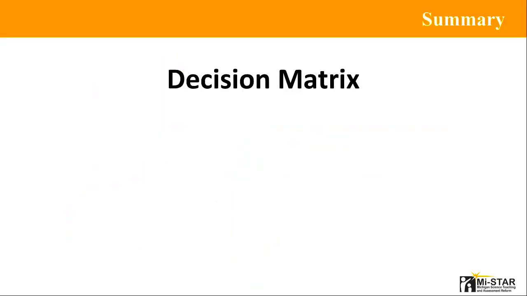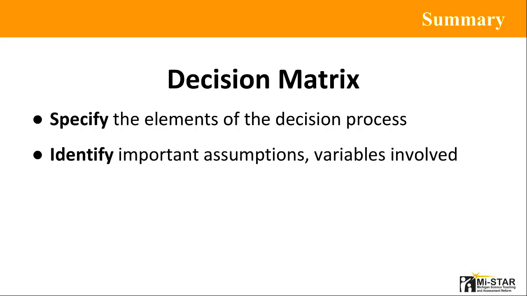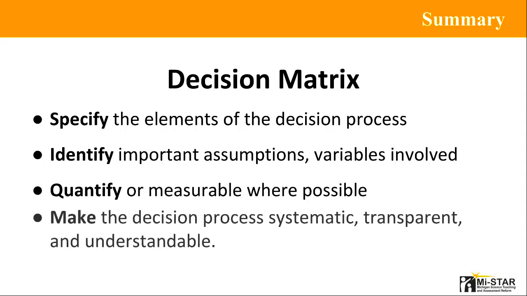As you have seen, the decision matrix is an important tool because it allows us to concretely specify the elements of the decision process, identify important assumptions and variables that are involved in a particular decision, quantify our understanding of these variables and assumptions where possible, and to make the decision process systematic, transparent, and understandable to those around us who may be affected by or participating in the decision.